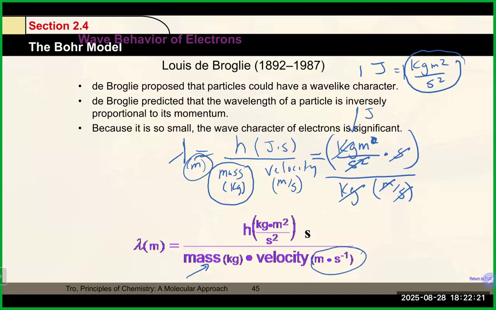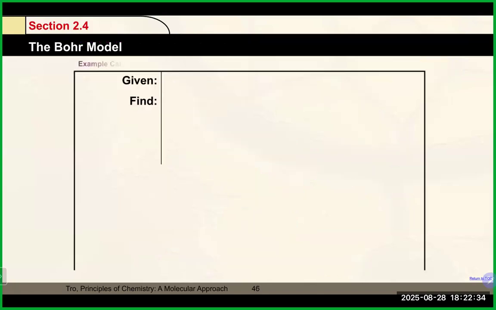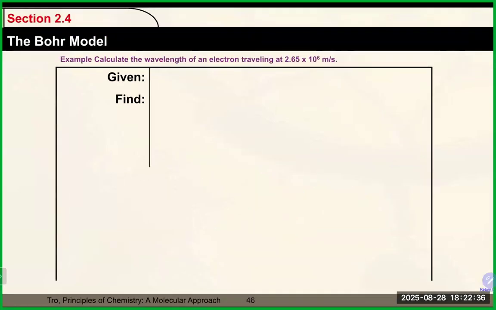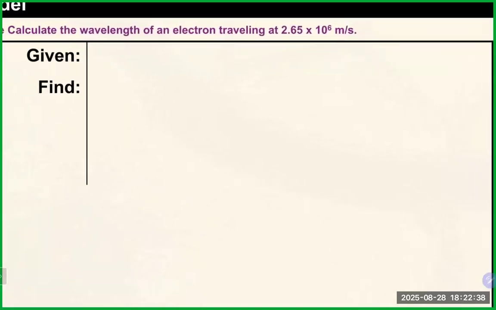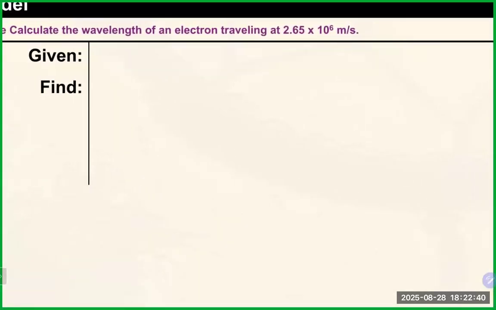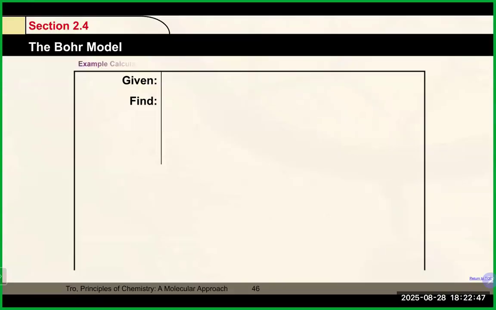So if it happens to be in some other unit than meters per second, you need to convert it to meters per second. Maybe if you had it in miles per hour or something like that, right? You have to do some conversions to get it to meters per second. So everything cancels out. All right, so let's take a look at one here. Let's calculate the de Broglie wavelength for an electron that is traveling at 2.65 times 10 to the 6 meters per second.